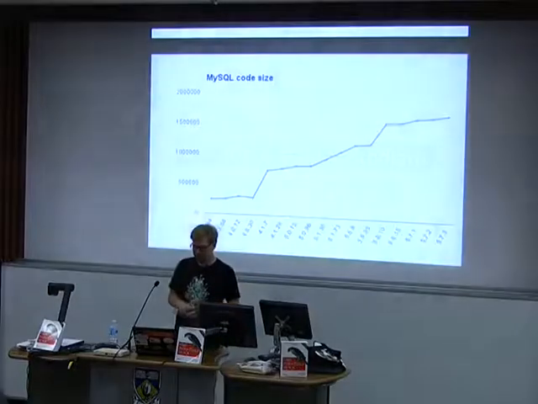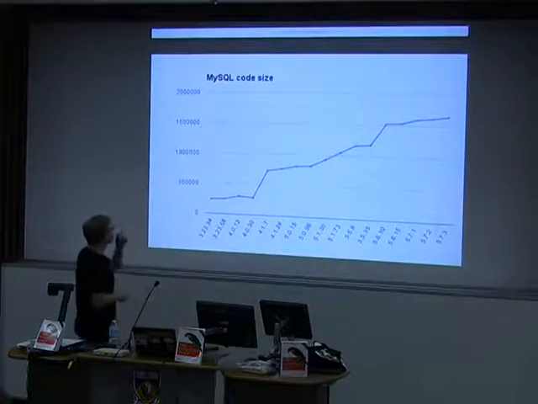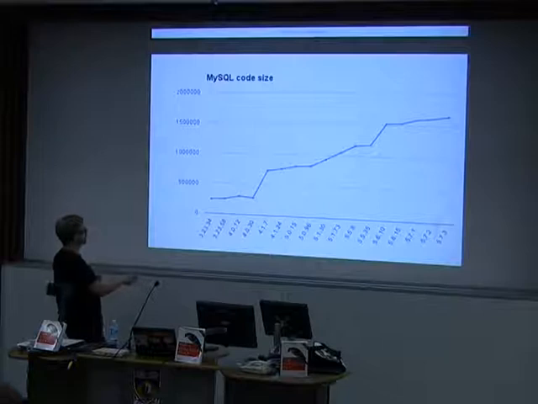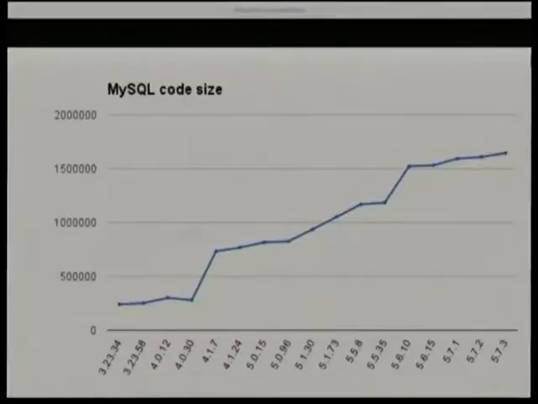If we look at the code size over years and releases, I've done the first GA release of each minor release versus the final one. You'll notice that 4.1 had a huge jump. That's when MySQL Cluster came in with its 500,000 lines of code and its test suite larger than MyISAM. And then we had steady growth over time.